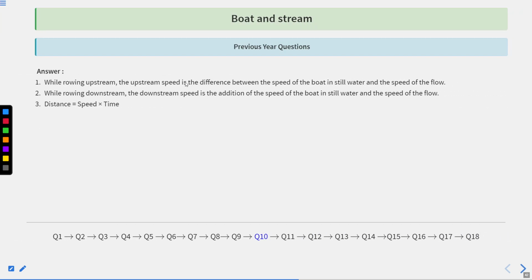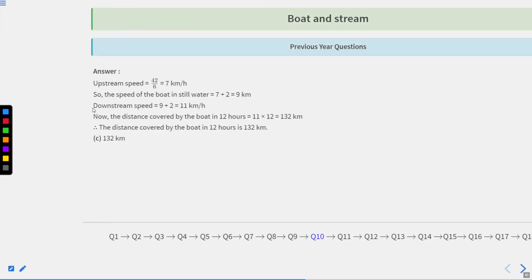While rowing upstream, the upstream speed is the difference between the speed of the boat in still water and the speed of the flow. While rowing downstream, the downstream speed is the addition of the speed of the boat in still water and the speed of the flow. So distance is equal to speed times time.